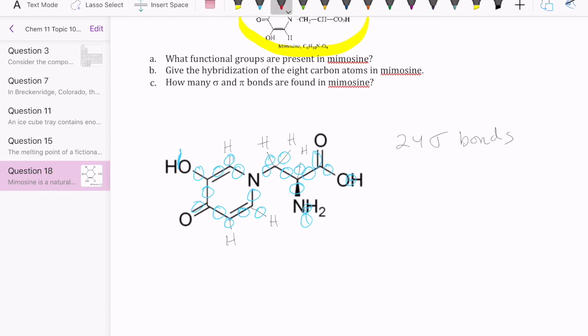And if we look at pi bonds, those are the only ones with double bonds. The second bond in a double bond is going to be a pi bond. So 1 here, 2, 3, and 4. 4 pi bonds.